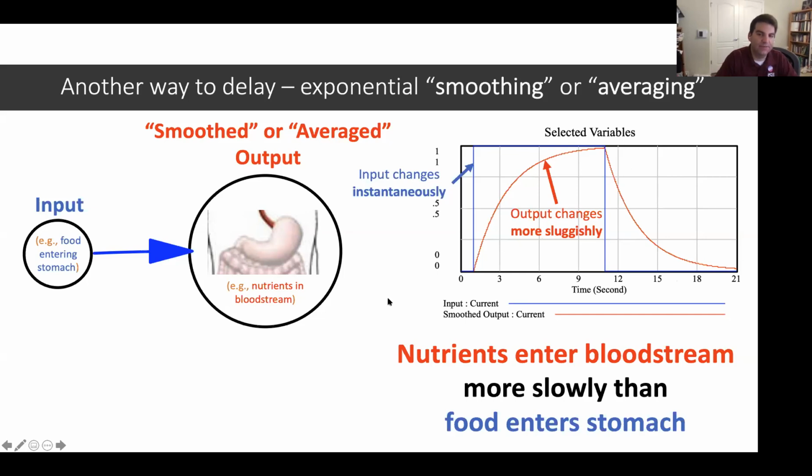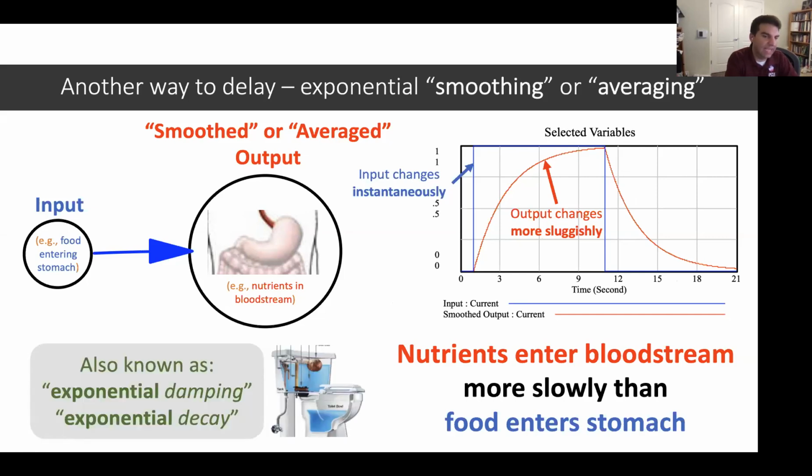And so this is a type of smoothing delay or averaging delay. This is also known as exponential damping or exponential decay. We'll see this directly relates to the toilet example that we've seen before. You can think of when you flush a toilet, that's like the input, the water level. You can think of that water level immediately jumping to saying, I need 15 centimeters of water in the toilet. But the toilet takes some time to actually load up those 15 centimeters.